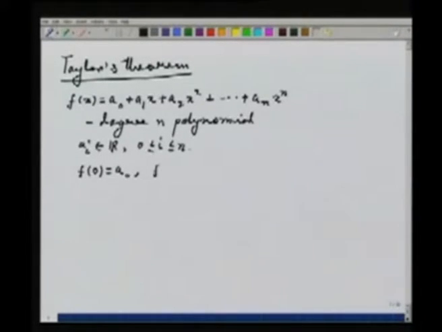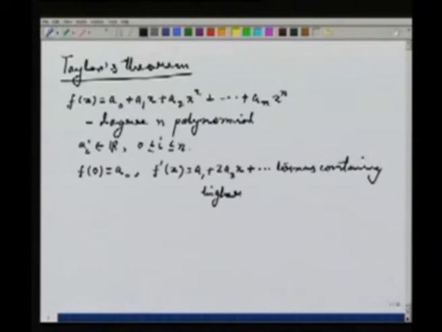Then what is f prime at 0? For that I need to calculate f prime of x, and I get that this is a1 plus twice a2 x plus terms containing higher powers of x. This then implies that f prime at 0 is equal to a1.